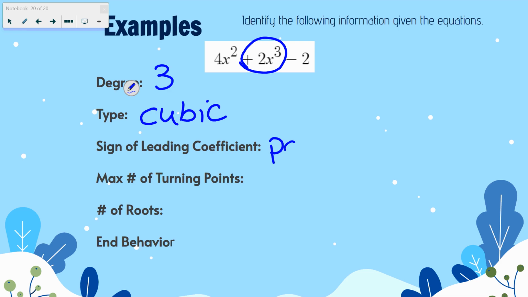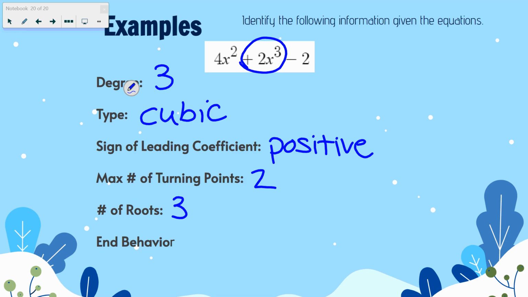Positive. If my degree is 3, what's my maximum number of turning points? 2. I don't have to have 2, but I can have up to 2. And if my degree is 3, what's my number of roots? 3. I can have 3 roots. Meaning, what are my options with 3 roots? What's one solution type I could have? 3 real. I could have all 3 reals, and then how many imaginary could I have? 2 imaginary and then 1 real.